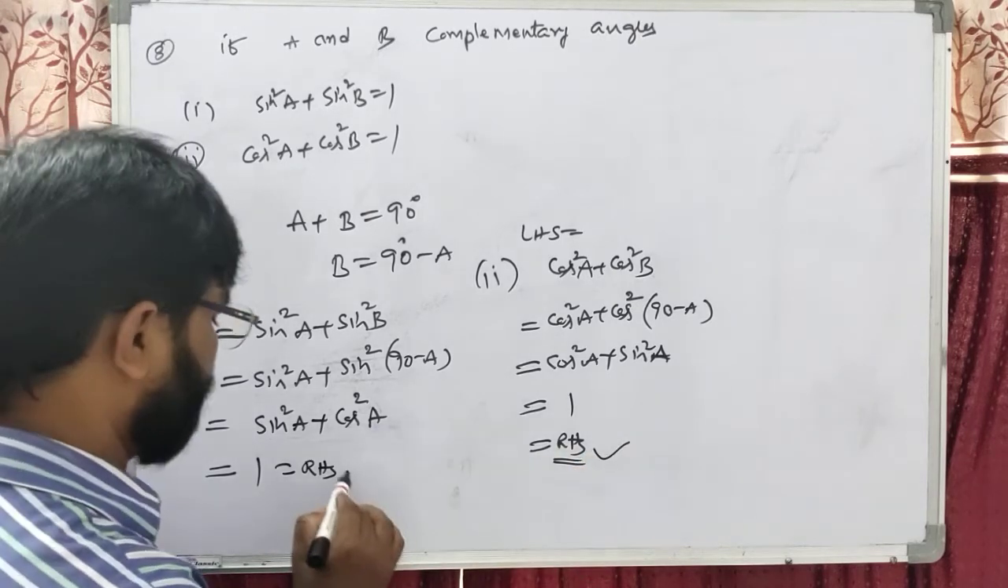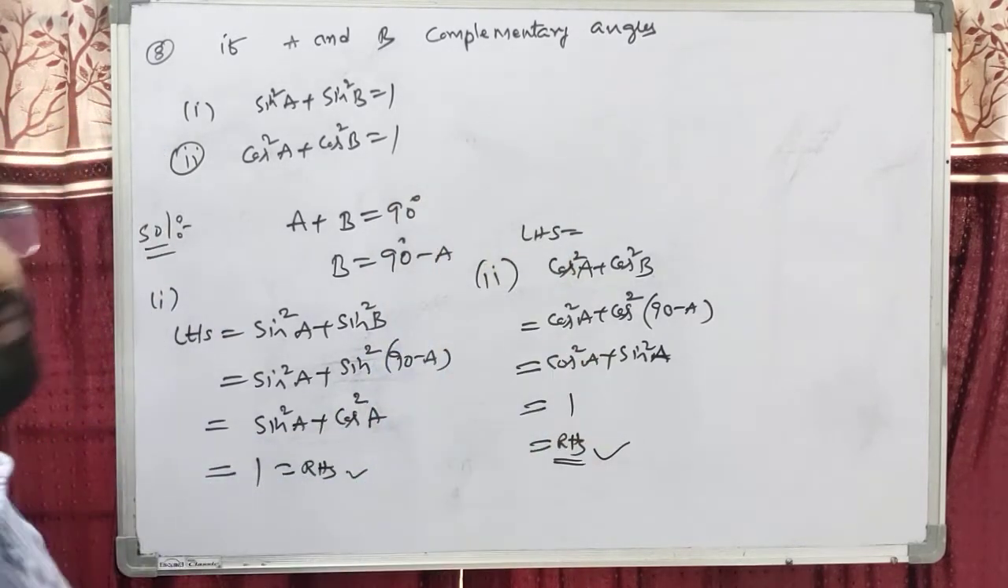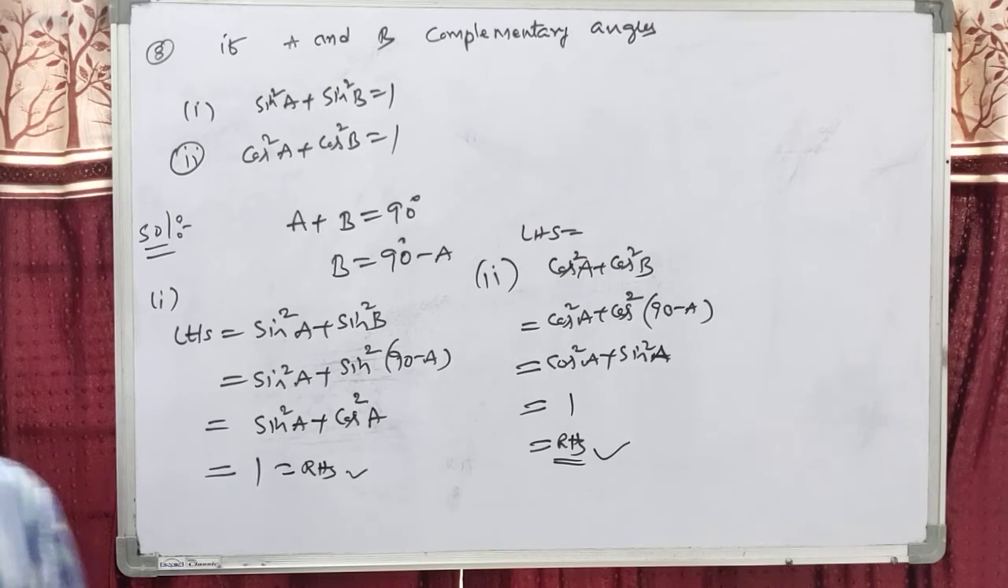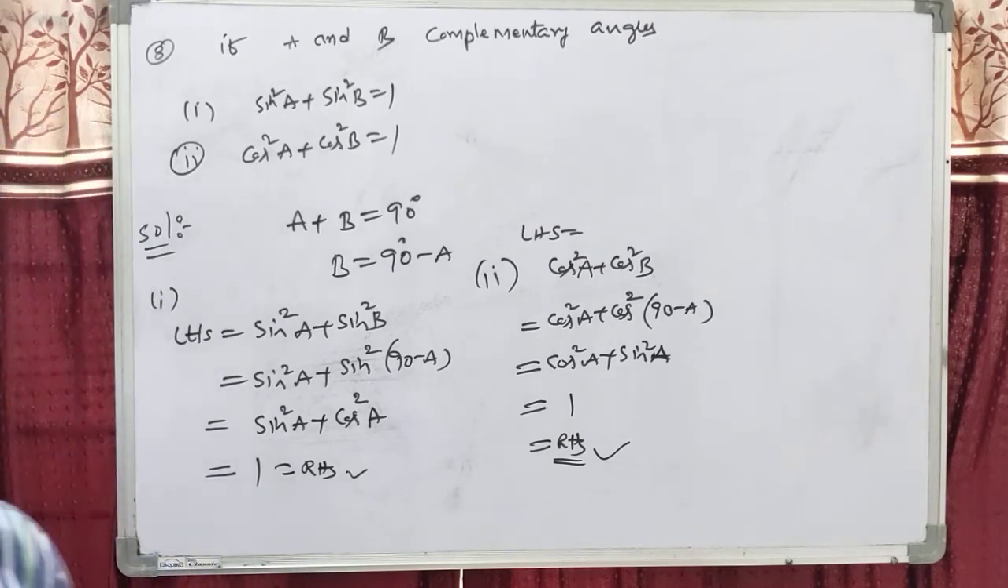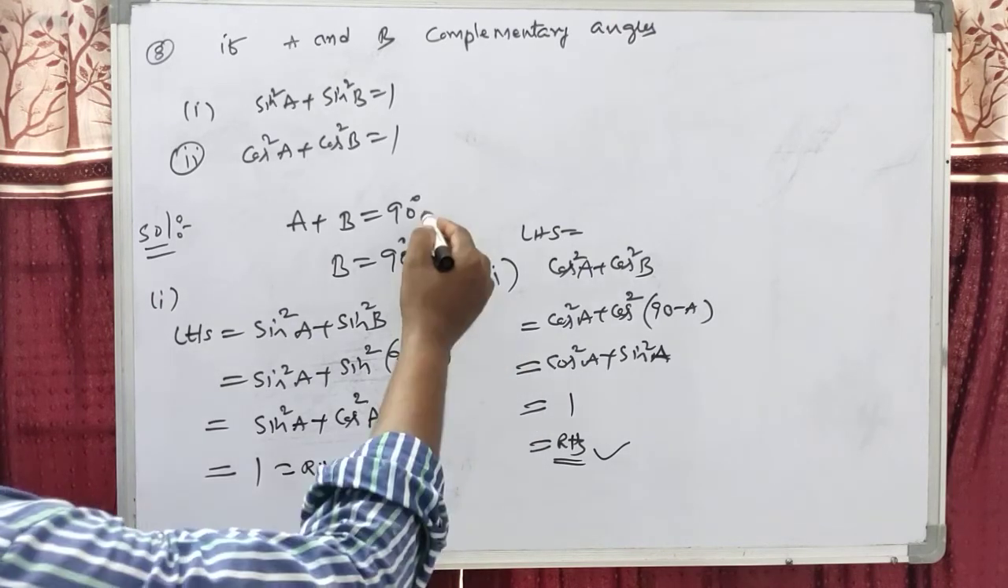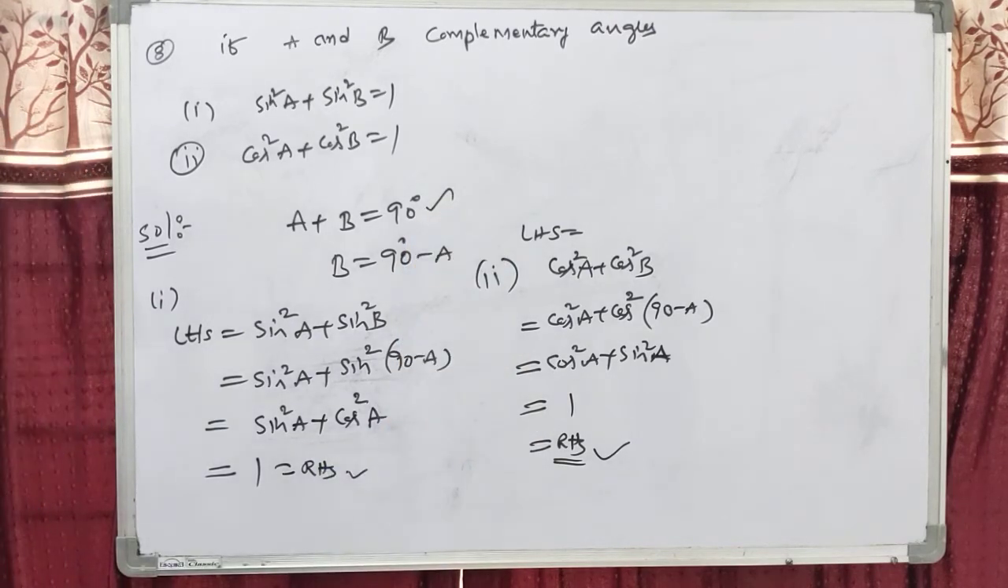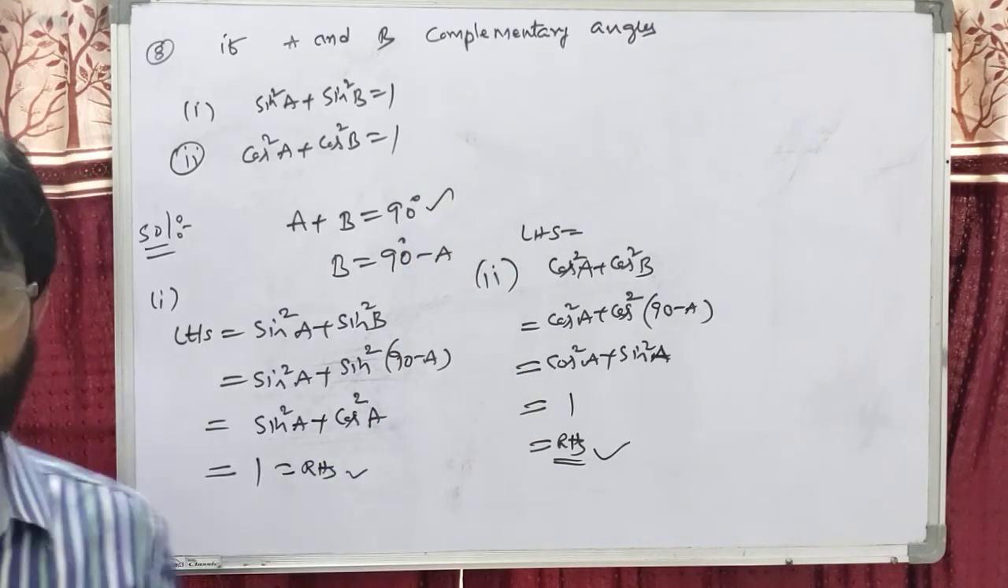Okay, students, when these are complementary angles, complementary means A plus B equals 90. The sum of any two angles being 90, they are said to be complementary angles. Okay, students.